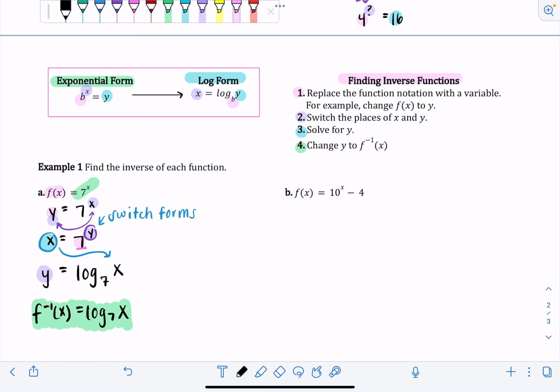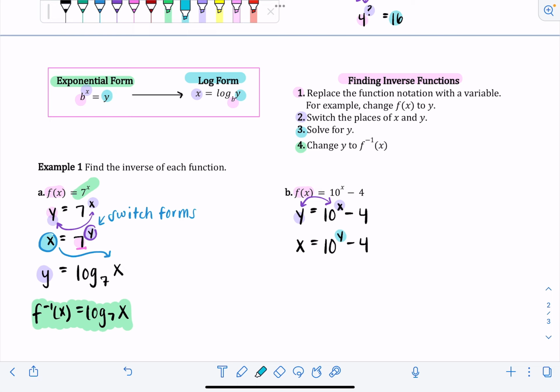But if you ever saw something as simple as this one, you could start to recognize that pattern. Okay, so for b, f of x equals 10 to the x minus 4. So step 1, replace function notation with a variable. So we'll change f of x out for y. So y equals 10 to the x minus 4. And then step 2 is to switch x and y. So then it would become x equals 10 to the y minus 4. And then step 3 is to solve for y. So we want to get y by itself.